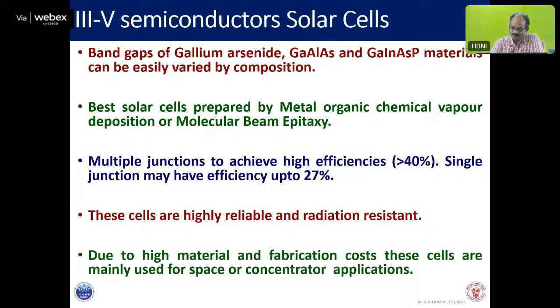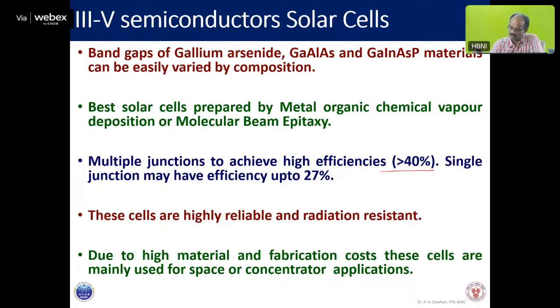Multiple junctions are used to achieve higher efficiencies. You have several solar cells deposited one over the other. By doing this, you can actually enhance the efficiencies, and in different cells, a different spectrum of the radiation is absorbed. In this way, you can go up to an efficiency of more than 40%. Actually, the best efficiency in multi-junction solar cells is more than 45%.